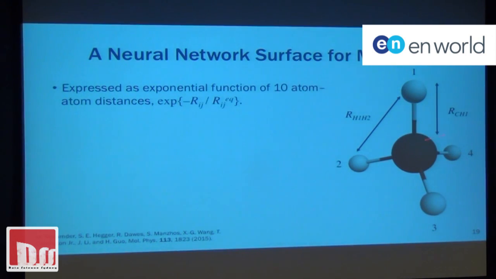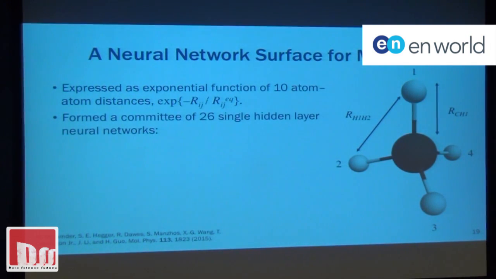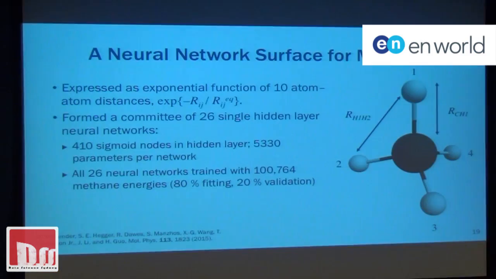There's a neural network surface for methane. I'll just very quickly go through it. It's expressed as an exponential function of the atom-atom distances, between carbon and hydrogen, and then between the two hydrogens, and they formed a committee of 26 hidden layer neural networks. So not just one, they use 26. They use 410 sigmoid nodes in the hidden layer, giving 5,333 parameters that needed to be adjusted. They then trained them all with about 100,764 methane potential energies, randomizing the 80% that were in the fitting group and the 20% that were in the validation.